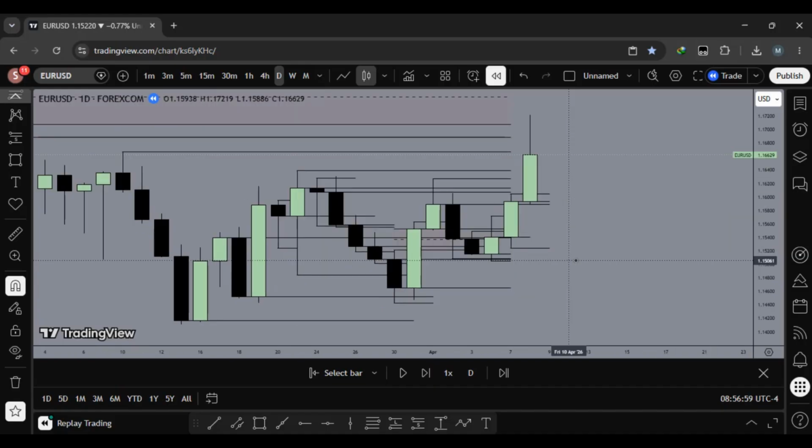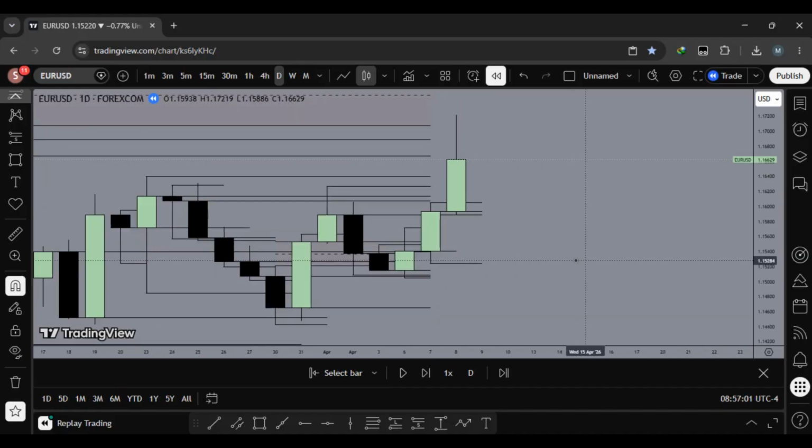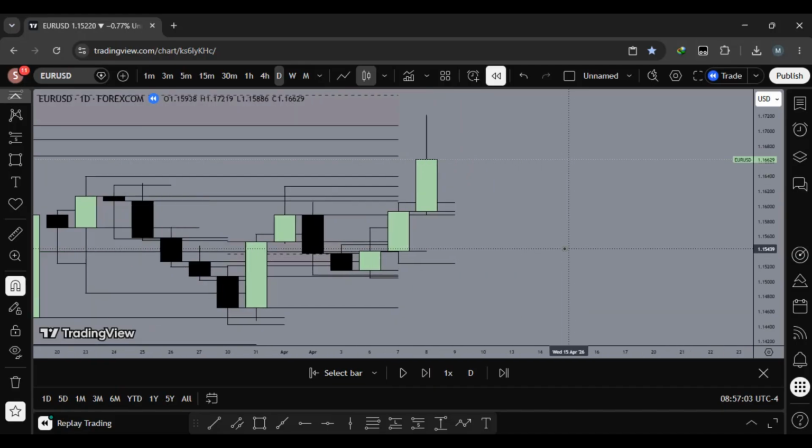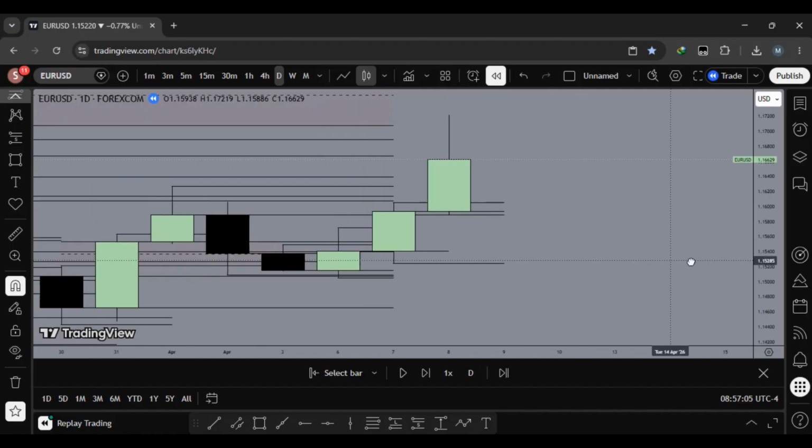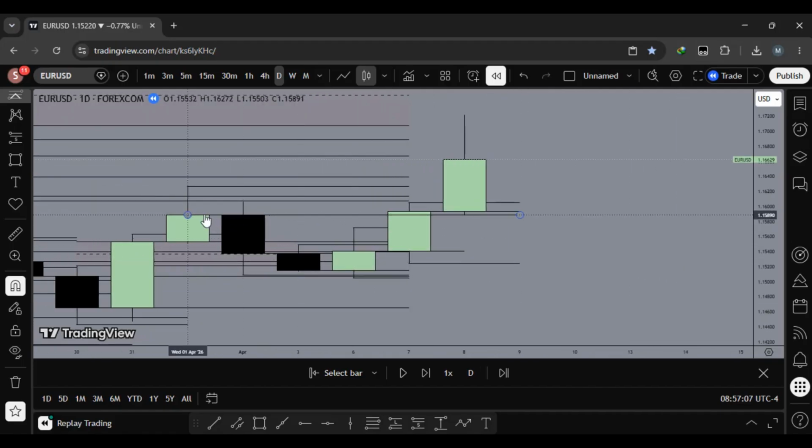Can you imagine? You see what happened? Market went up. Look at what happened. Market went up and respected this Malaysian SNR level. Look at our closing price. Price came down.